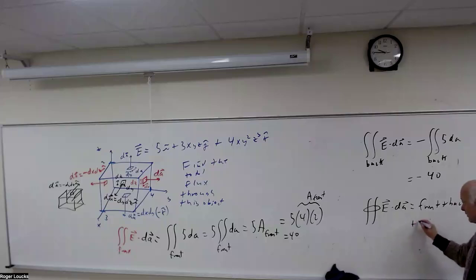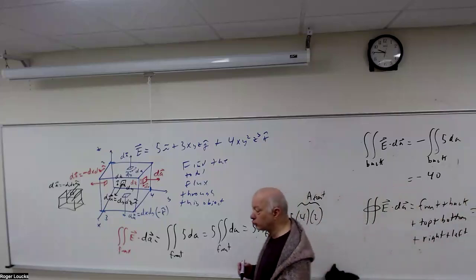Then you're going to have to add to that the top, the bottom. Okay, and this one here was 0. Then you're going to have to add to that the right plus the left. And this one here is 0. And this is equal to some value I'm just going to call star.